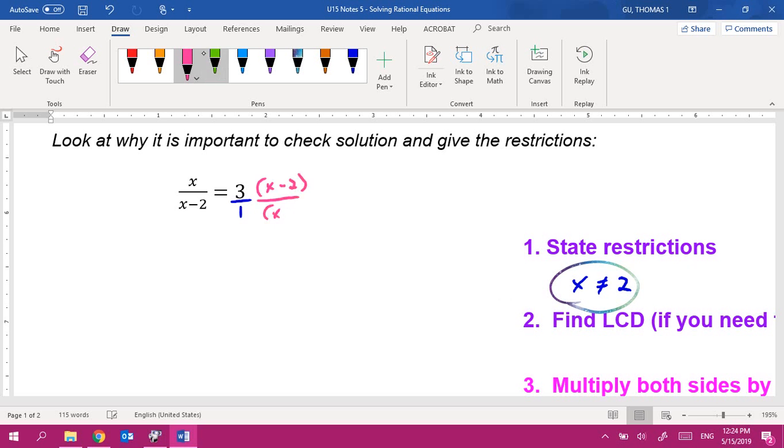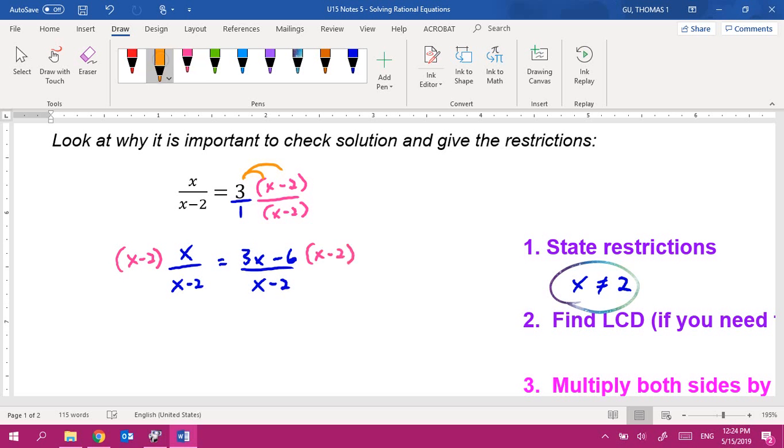Over x minus 2. And so now what's my new equation? 3x minus 6 because you distributed like you're supposed to. Very good. Over x minus 2. Okay, now that I see the denominators are the same, what should I do? Multiply by x minus 2, right? And what will that do? Right, that will cancel out the denominators, leaving me with x equals 3x minus 6.